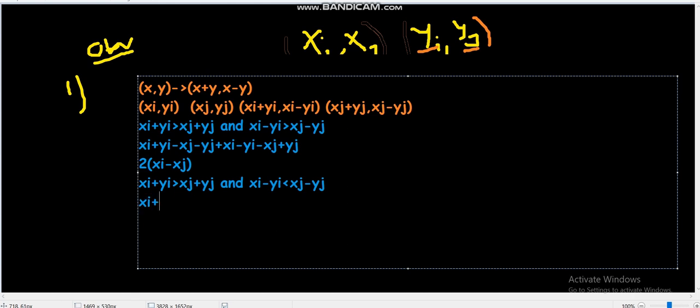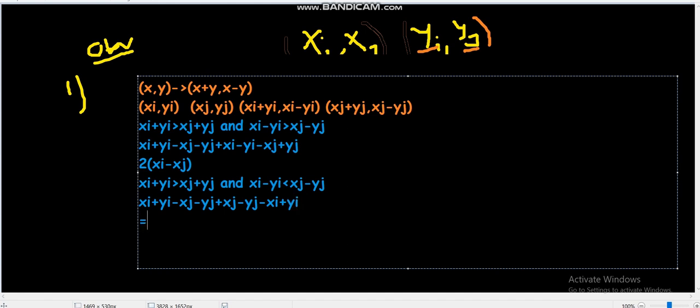This will be nothing but xi plus yi minus xj minus yj, right? And this condition will get, okay, xj minus yj, right? Okay, so this will be plus xj minus yj and minus xi plus yi. Okay, so what will be the value?